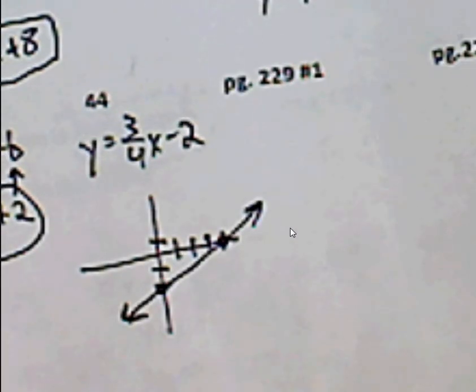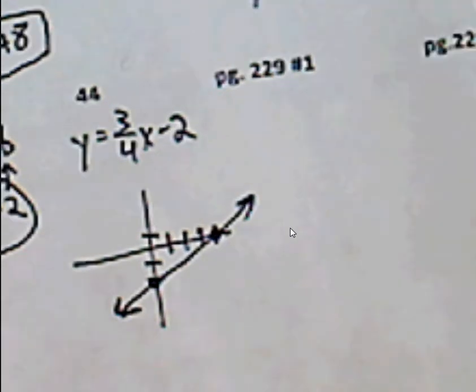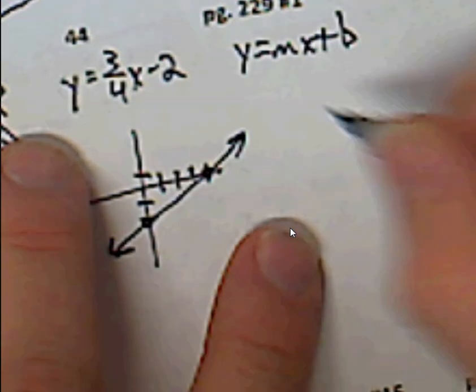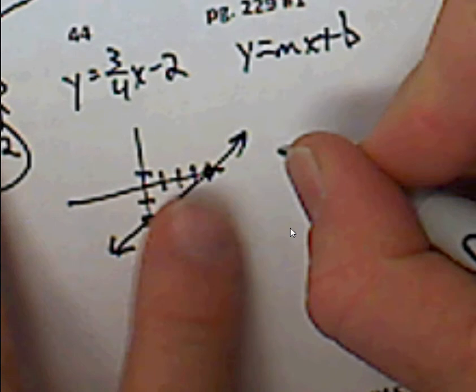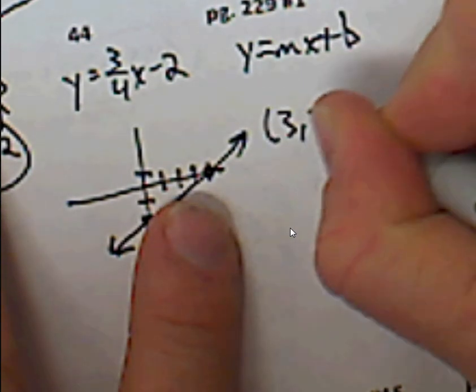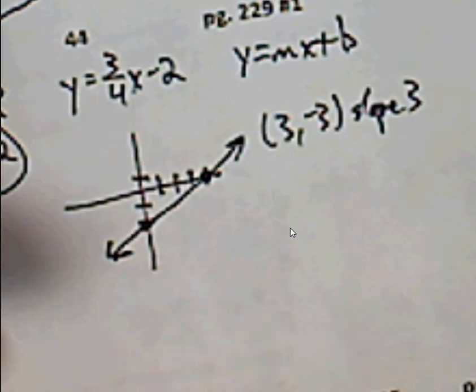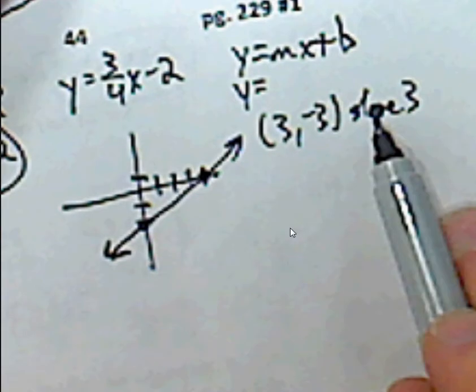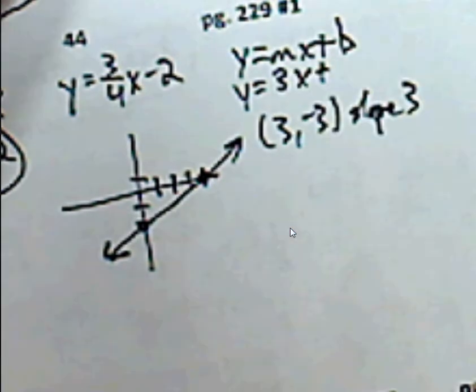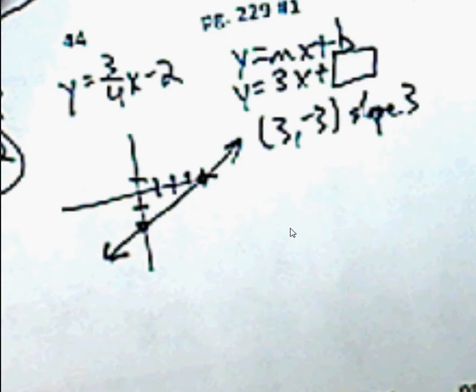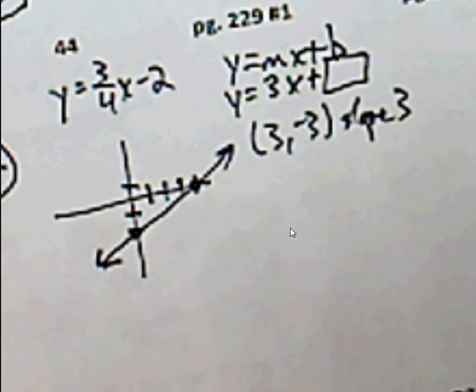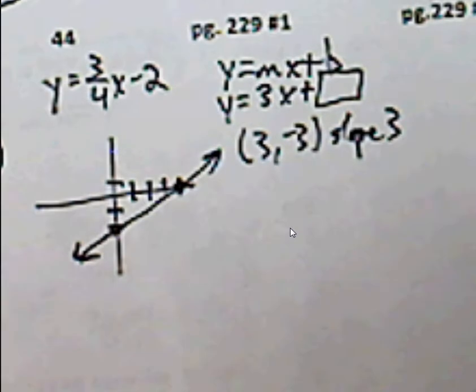Go ahead with page 229, number 1. Pause the video and try. Number 1, I need to get y equals mx plus b with a point and a slope. So they give me a point, 3, -3, and slope 3. So let's see if this is enough information. So y equals, I know my slope is 3, so this would be 3x plus, but I don't know what my b represents, my y-intercept.